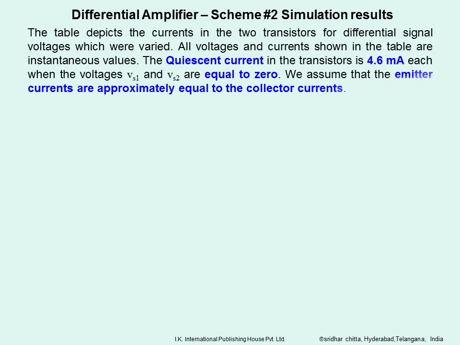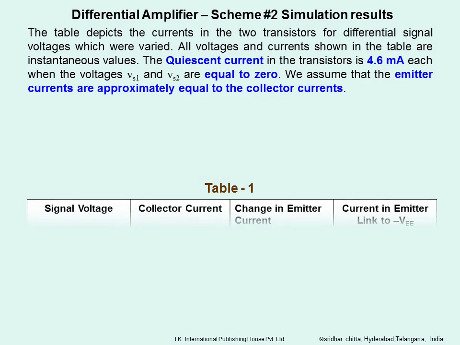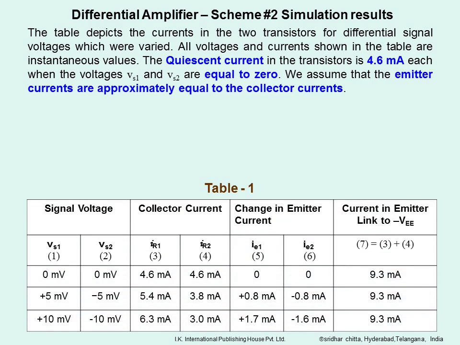The table depicts the currents in the two transistors for differential signal voltages which were varied. All voltages and currents shown in the table are instantaneous values. The quiescent current in the transistors is 4.6 milliamperes each when the voltages Vs1 and Vs2 are equal to 0. We assume that the emitter currents are approximately equal to the collector currents.